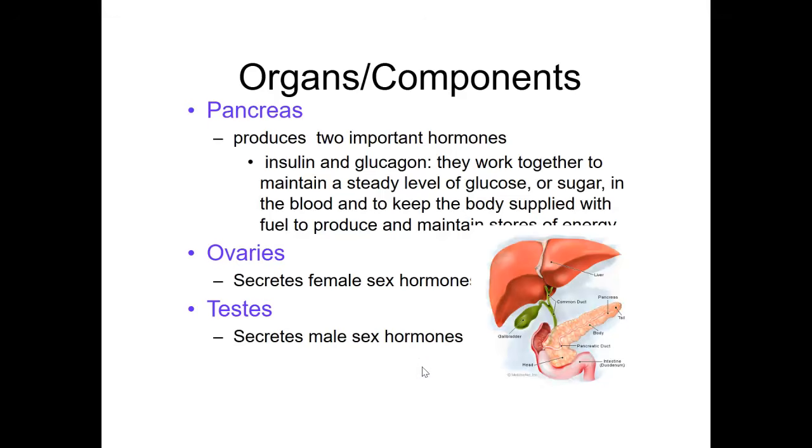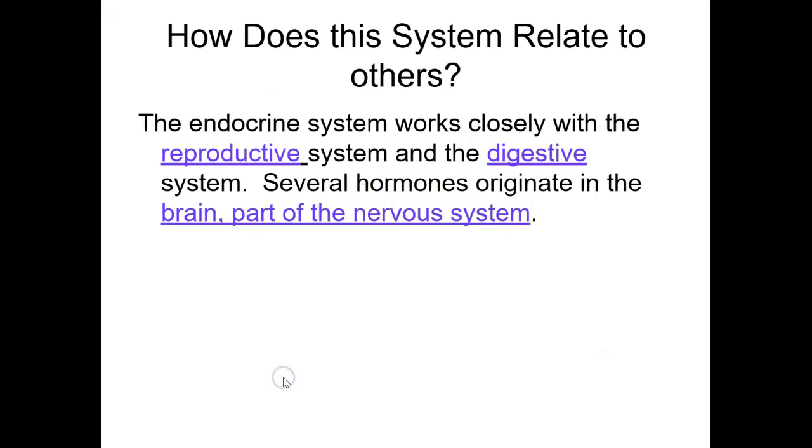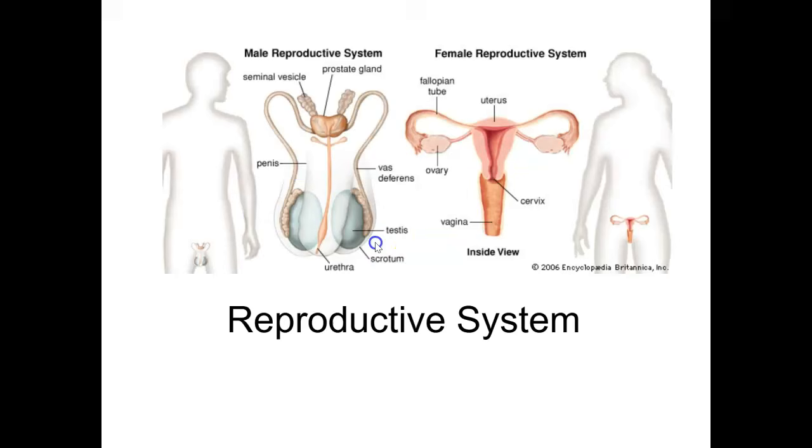The pancreas produces some different hormones, and then ovaries and testes also produce hormones. So it's closely involved with the reproductive and digestive system, and then the brain because that's part of your nervous system, so it works with all three of those.